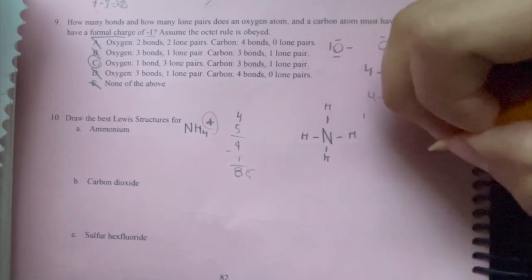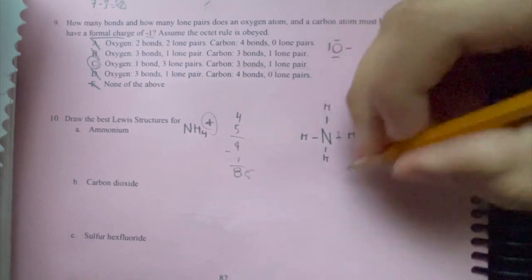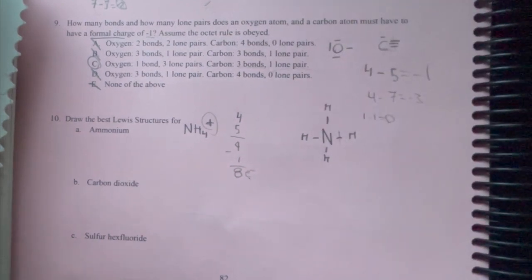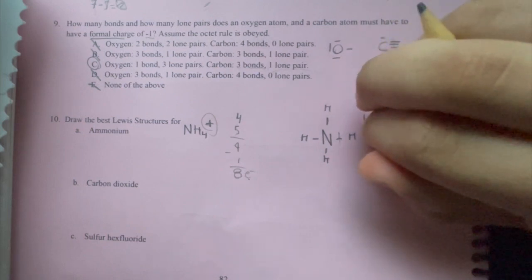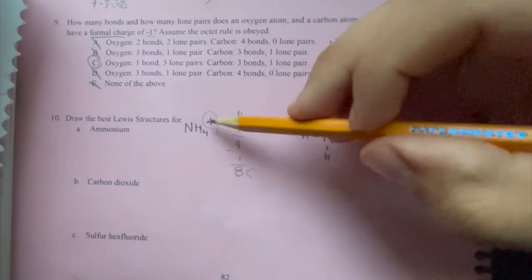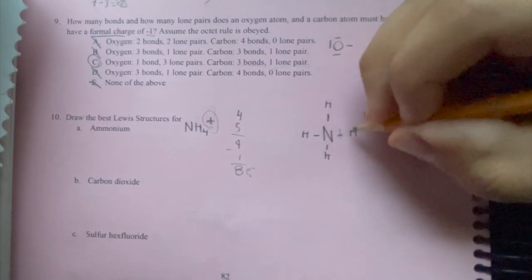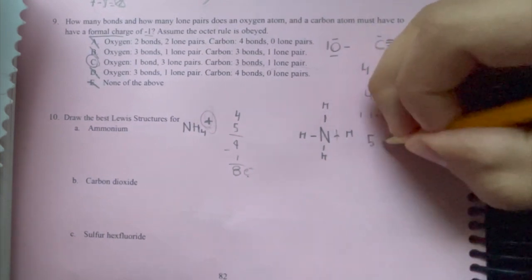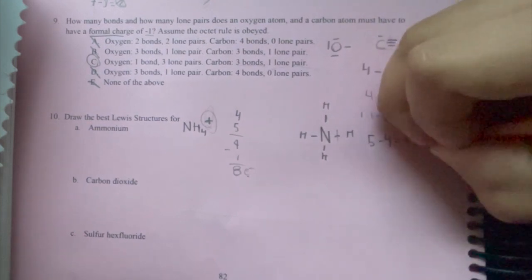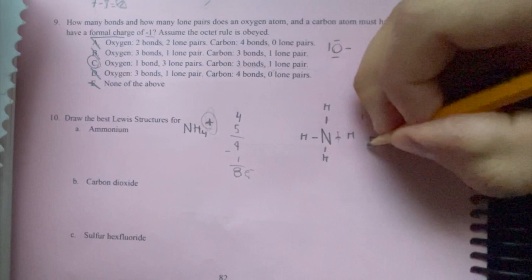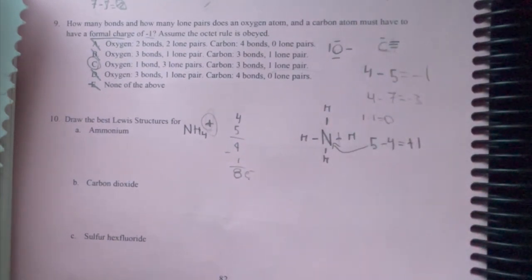Now formal charge. Hydrogen wants 1, and it has 1. So that'll be 0. So that's 0 for all the hydrogens. And then the formal charge of nitrogen would have to be our plus value, right? Nitrogen wants 5, and it has 4 around it. So it's a +1 charge on the nitrogen. So this is our best Lewis structure.